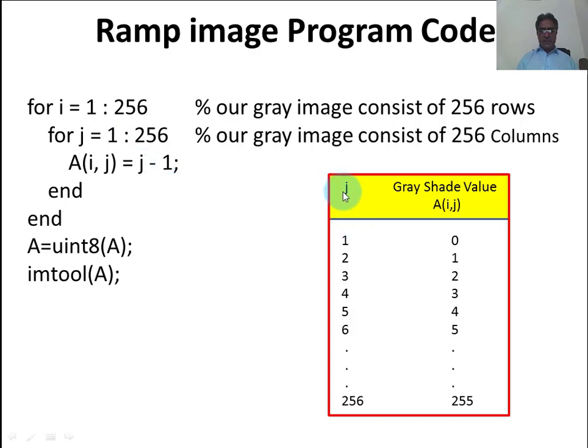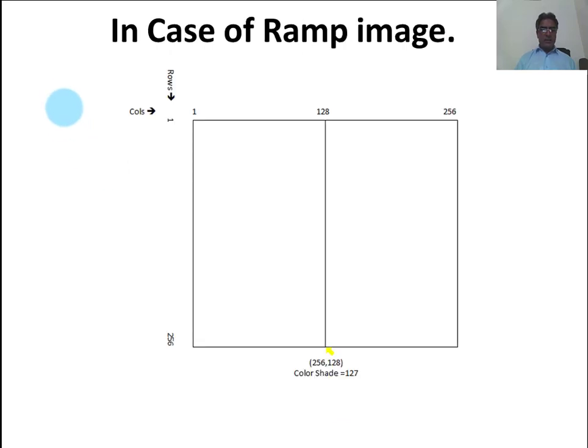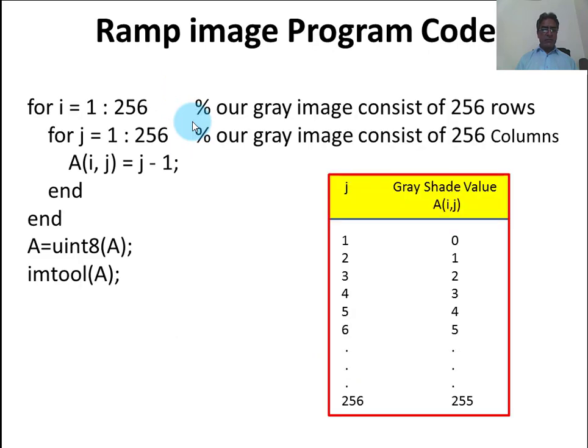Here you may see that if value of J is 1, then J minus 1 becomes 0. A of J contains 0 at 1 position of the image, that is the initial top left corner. This top left corner is called row 1 and column 1. This pixel will contain the value 0. The second pixel will contain the value 1, and then when J increments itself, it will become 2. 2 is less than 256.